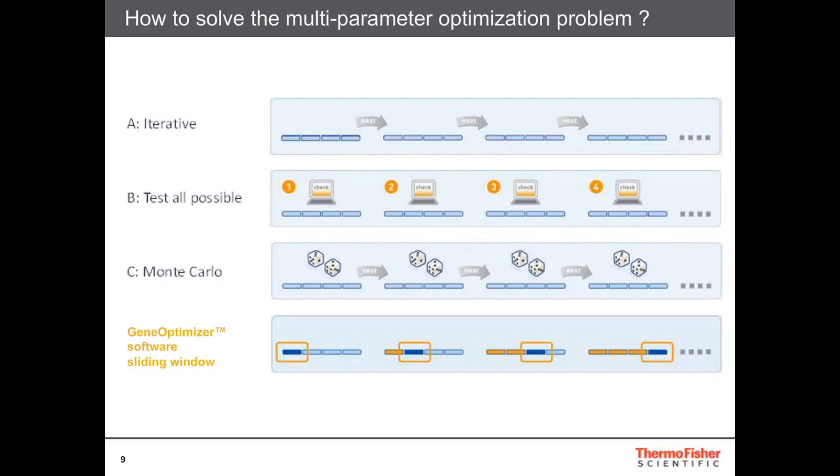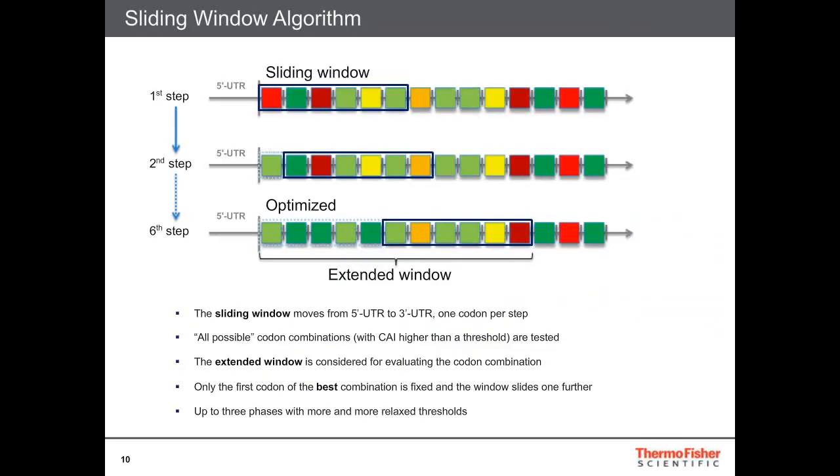And this is why our IT engineers, our software developers, created a so-called sliding window approach. What this approach does is test all possible sequence combinations. However, it does this in only a limited window of approximately 10 to 20 amino acids. Within this window, the very best solution is created and the very first codon is locked down.